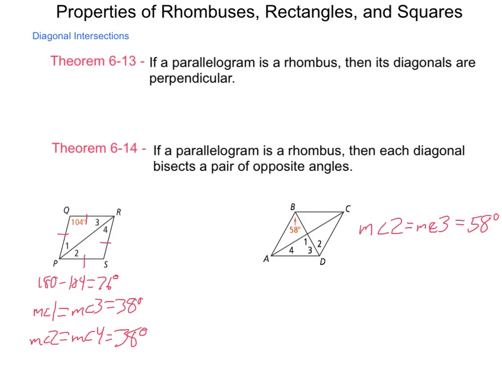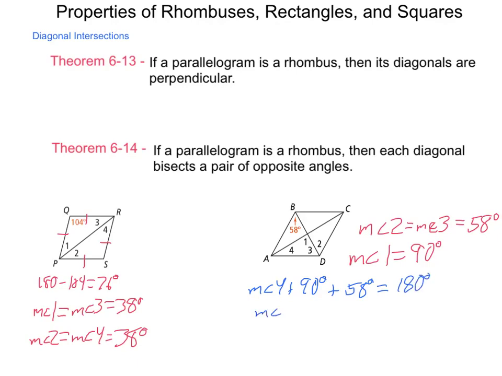Now we need to find angles 1 and 4. Well, from Theorem 613, we know that the diagonals are perpendicular. That means this intersection here where angle 1 is located at, the measure of angle 1 is 90 degrees because that is the definition of perpendicular. Then using our triangle angle sum theorem, angle 1 is 90 degrees, angle 3 is 58, so the measure of angle 4 plus 90 degrees, which is the measure of angle 1, plus 58 degrees, which is the measure of angle 3, has to equal 180 degrees.